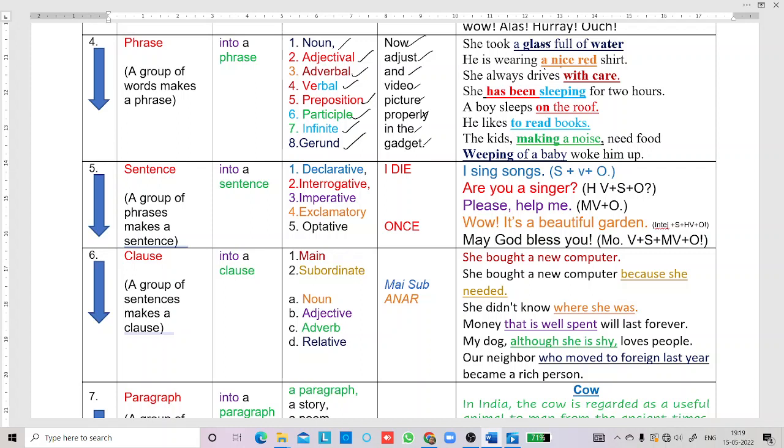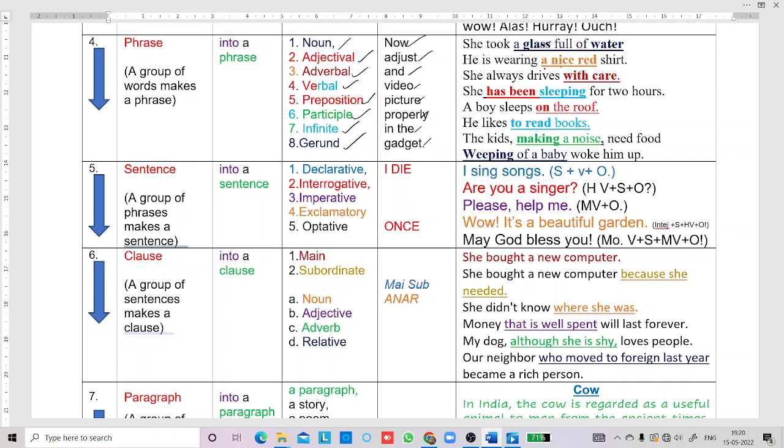Next one is called adverbial. Example, she always drives with care. Now with is a preposition, care is a noun. Together they can form with care. So together they can form an adverb. So some more types are there, examples are there. Based on this also a video will be prepared.